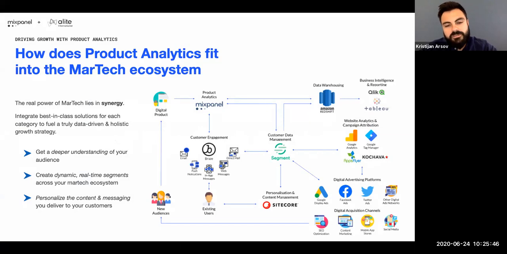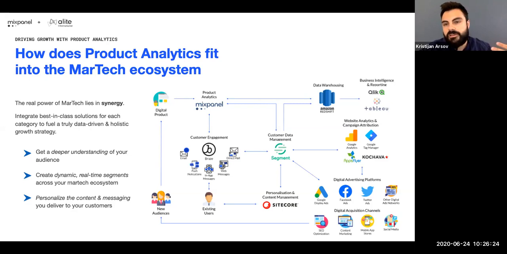And what you can see here on the screen is an extensive diagram of marketing technology solutions that were integrated in order to deliver that holistic customer experience we are all aiming for. And you can see that the journey actually starts with product analytics, Mixpanel in this case, where you start tracking that customer's behavior in a digital product. So what they do in it, how they spend their time in your product, what they like and what they don't like. And once you start analyzing and processing this data, those valuable insights start to come out and you get a deeper understanding of your audience.